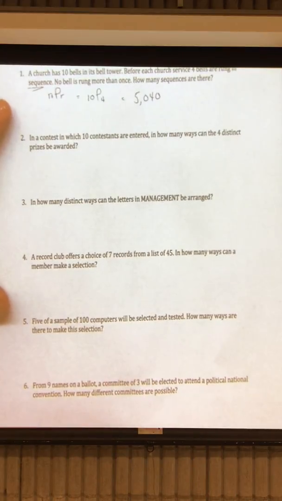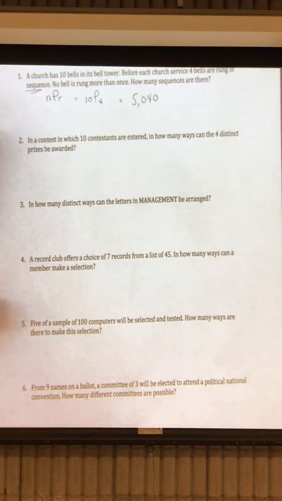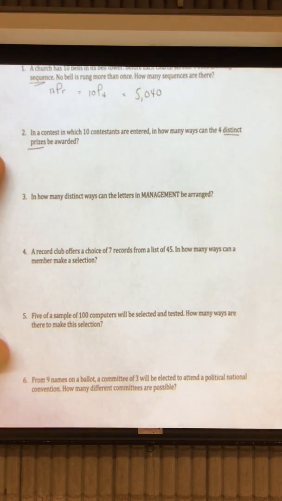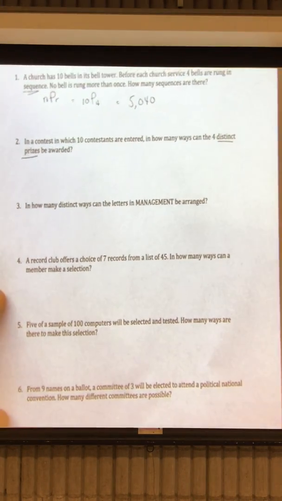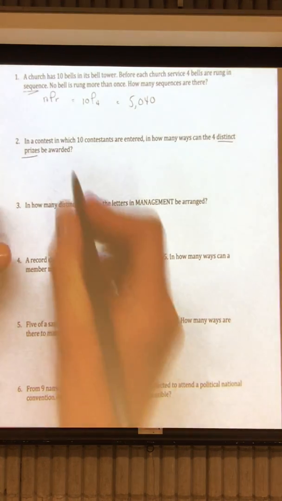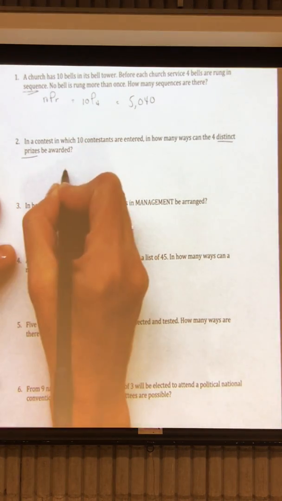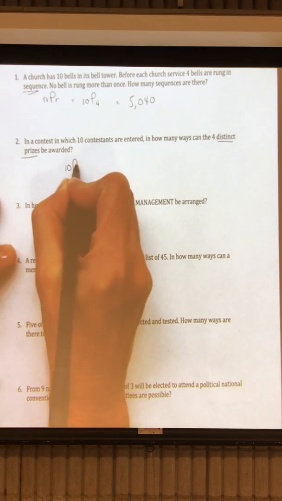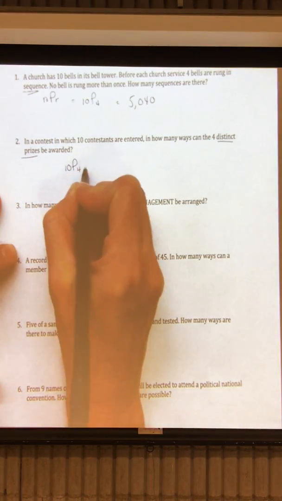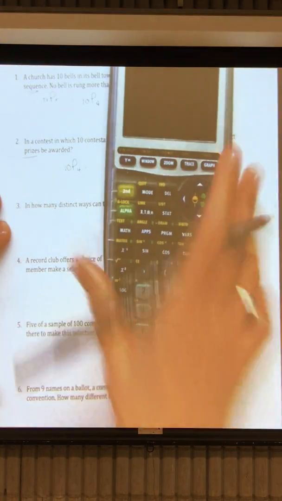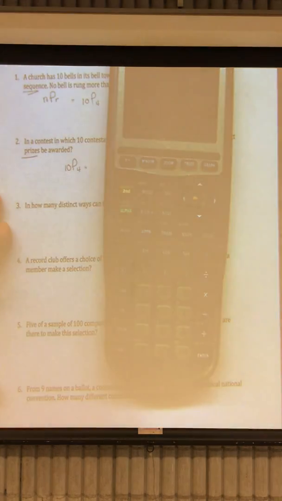Number 2, in a contest in which 10 contestants are entered, how many distinct prizes will be awarded? Again, when you're talking about prizes, order matters. So if order matters, you are going to use permutation. Again, you have nPr, n is your total. So you will have 10P4 prizes.